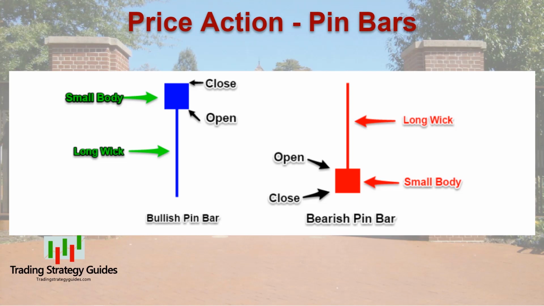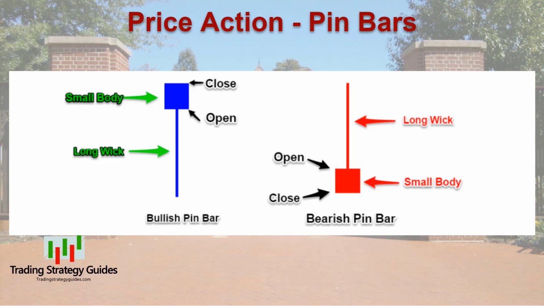By the way, it doesn't really matter whether the open is above the close or below the close. The important point is that the long wick is at the bottom, showing us that buyers were in control. And of course, a bearish pin bar is just the opposite. The long wick is at the top, so it shows the sellers were in control.